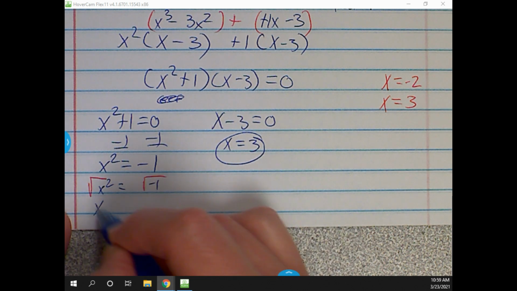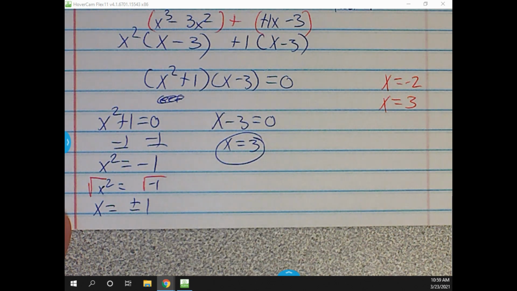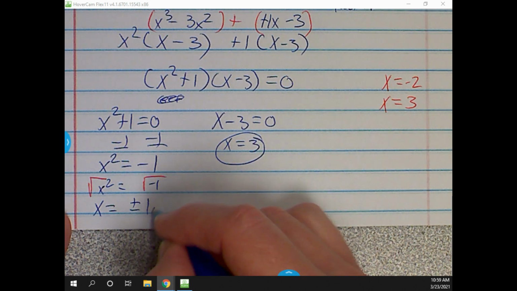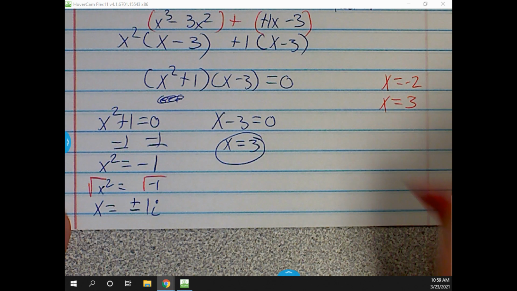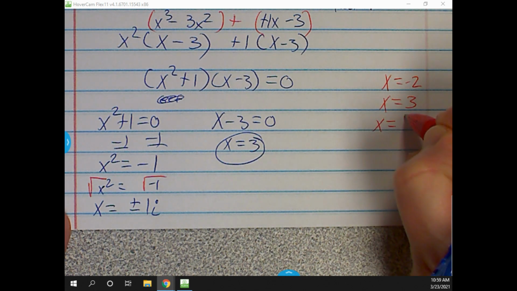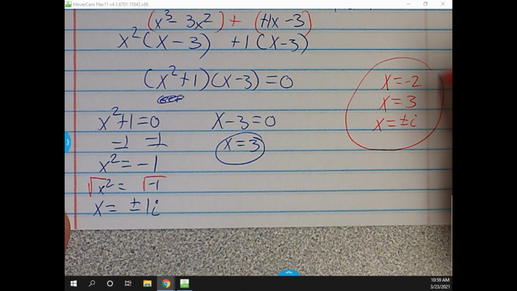So we get x would equal plus or minus. Square root of 1 would be 1. But because it's a negative inside the square root, we've got to add in the I variable. Now, if it's 1i, you don't have to necessarily put the 1. So then the last answer we got for this one would be x would equal plus or minus I. So there's 1, 2, and then the plus or minus, there's your 3, 4 answers that we're looking for.